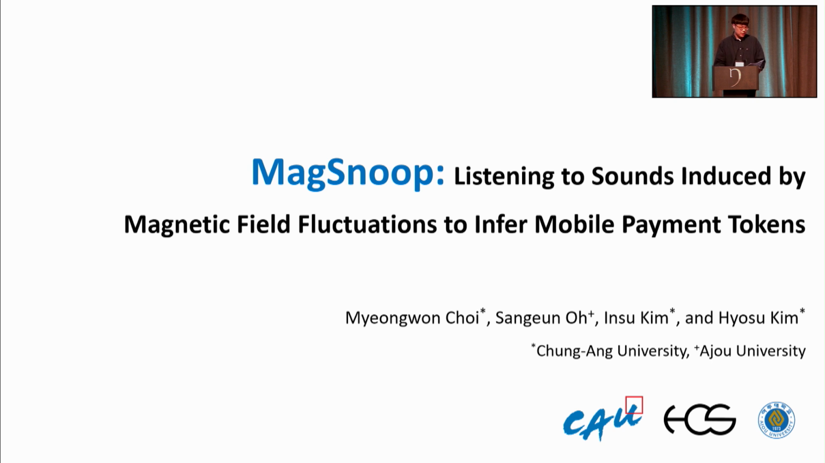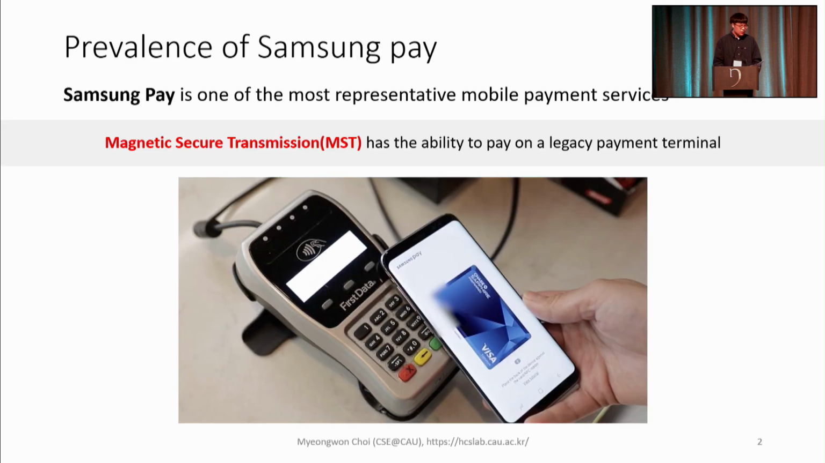Today I'm going to present MagSnoop, listening to sound induced by magnetic field fluctuation to infer mobile payment tokens. So Samsung Pay has emerged as one of the representative applications of the smartphone, because Samsung Pay allows users to pay on an existing magnetic payment terminal, thanks to the magnetic secure transmission technology known as MST.